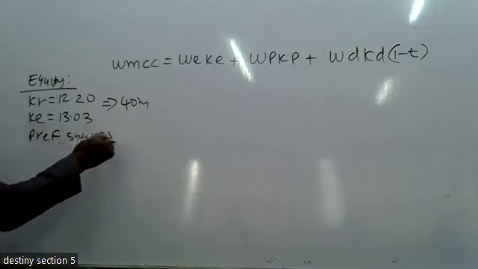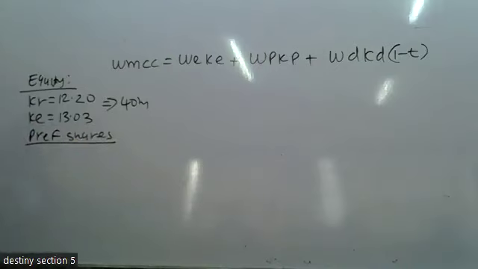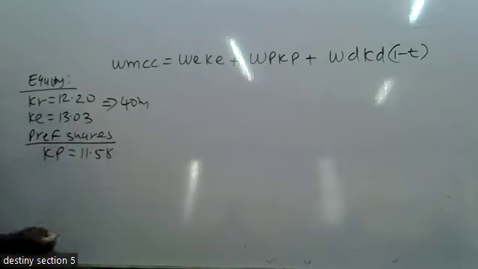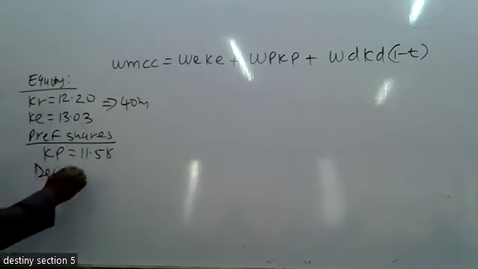There is the preference shares. So for the preference shares, there was no breakpoint, but we calculated KB for the preference share. So KB was which? 11.5 each. Then there are the debentures.